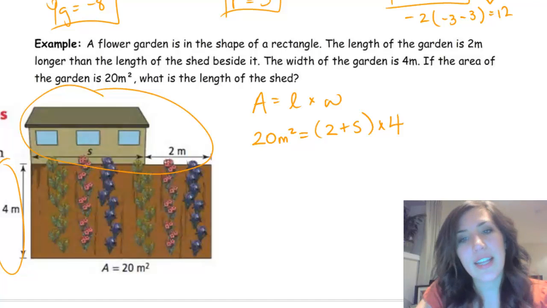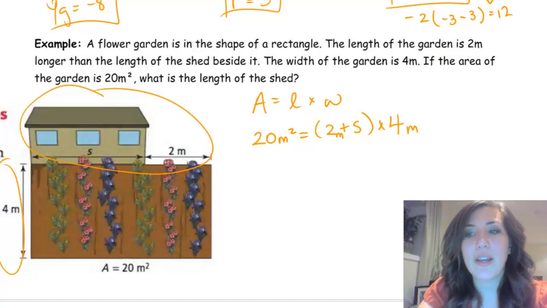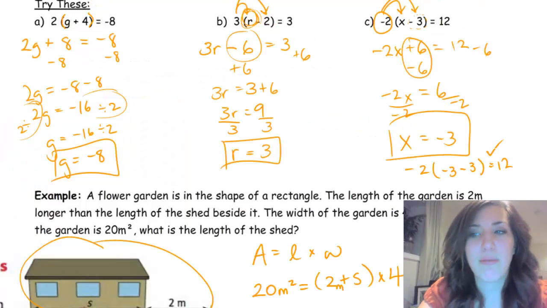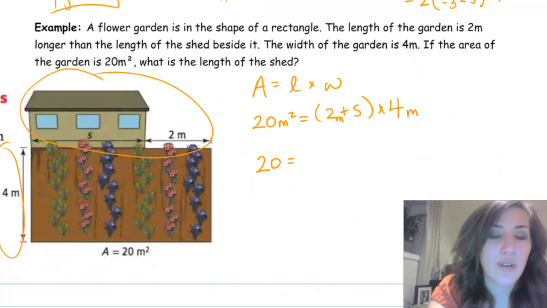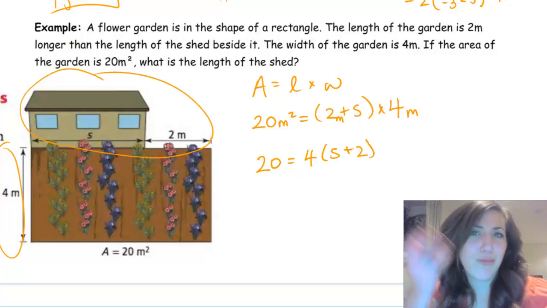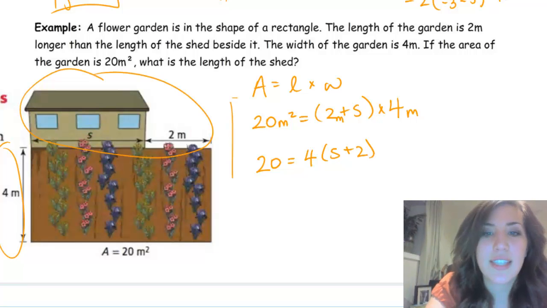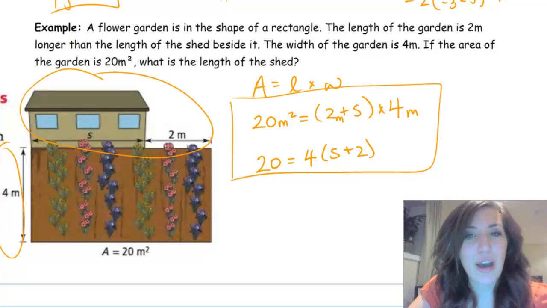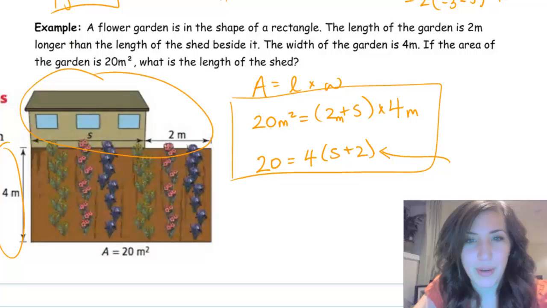Now I guess we could say meters. We could say it like that, or we could make it look like these do with the number right beside the bracket. So this would be the same as saying 20 equals 4, and then in brackets, s plus 2 or 2 plus s, however you want to say it. It's the same, just rearranged on the inside. 2 plus s, s plus 2, same thing. You can say either way, but since all of the other questions look like this, that's how we're going to do it today.